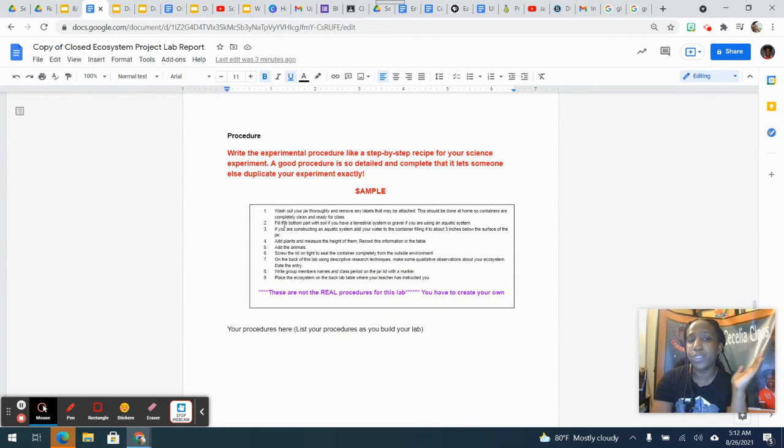So how are you going to build this thing out? Step by step. Step 1 might be purchase container. Step 2, open container. Step 3, fill container midway with dirt. I don't know. Like, your procedures need to be like actual procedures. You've done many labs before. If you forgot how procedures look, Google how to write procedures for a lab. Your procedure should be so detailed that if I wanted to replicate your experiment, I should be able to do it off of your steps.